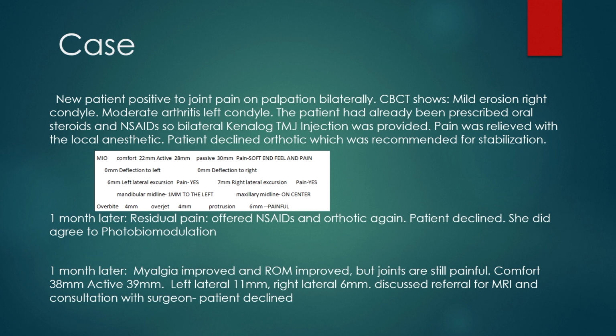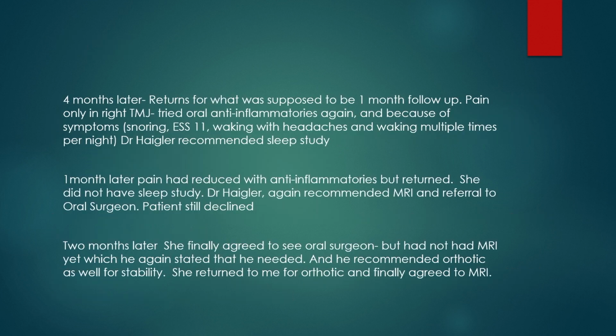Joint's still painful. Range of motion is 39 millimeters, which is okay. Left lateral, though, she can move to the left 11 millimeters, but going towards the right, she can't go more than 6 millimeters. So there's a discrepancy. A lot of times we want to look for symmetry. So we wanted to do a referral for an MRI at that point, which she declined.